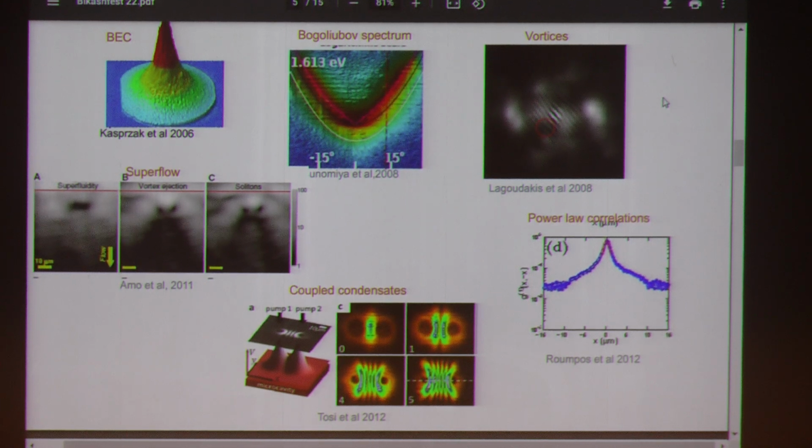You can see the correlations you expect, power-law correlations, because this is a two-dimensional system, and therefore it undergoes a Berezinskii-Kosterlitz-Thouless transition. You can have images of objects moving. You can make it flow, and you can see the picture on the left. You can see superflow, where if the flow velocity is small, it is superfluid and flows past an object, whereas if it flows too fast, it begins to create vortices. One can also make multiple condensates and couple them together in interesting ways, making a kind of Josephson junction between different condensates.